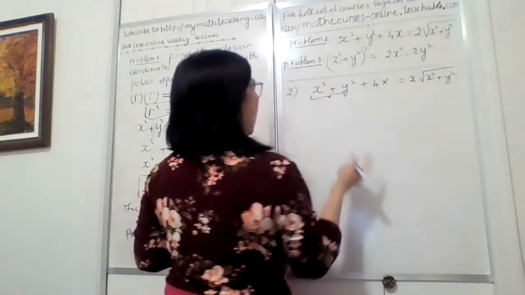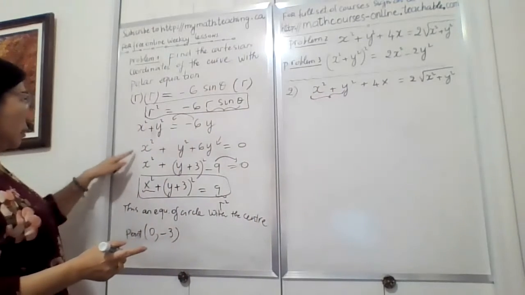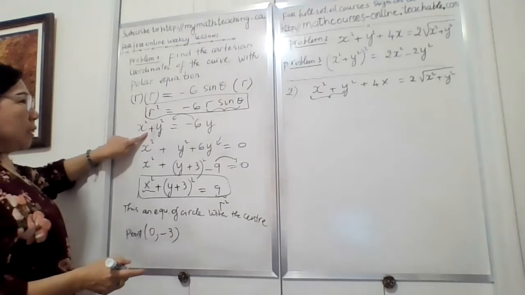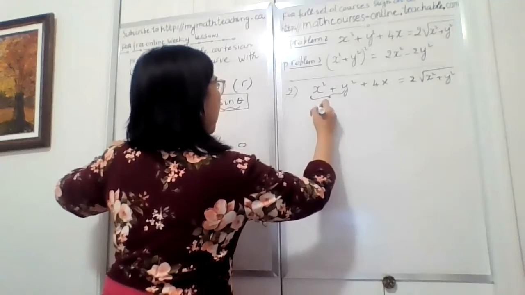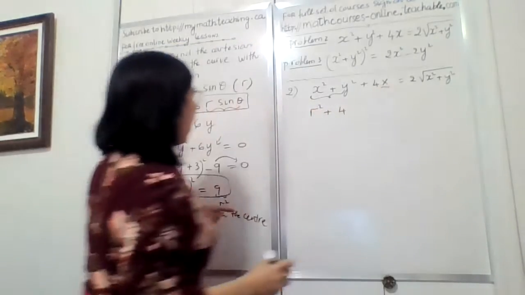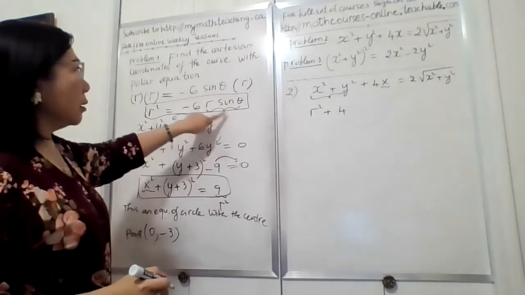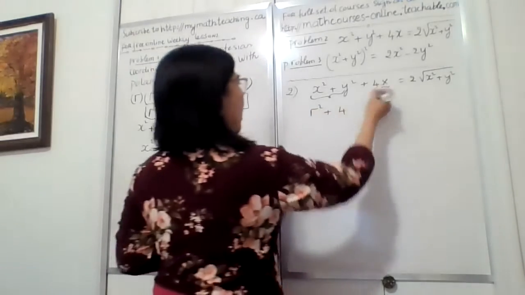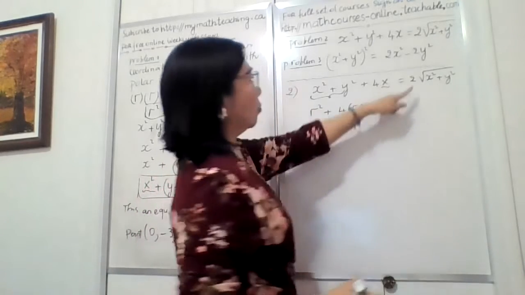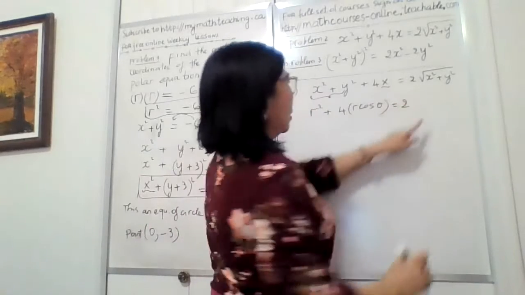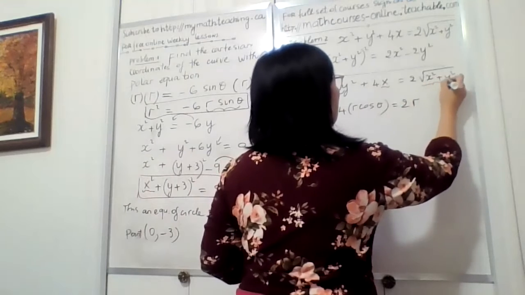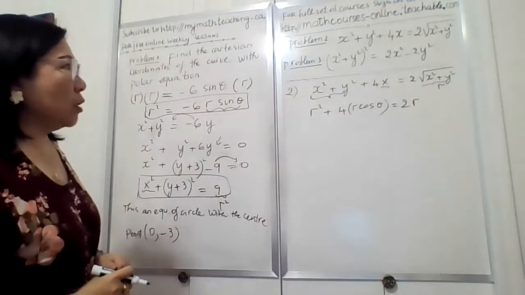Now, x squared plus y squared is already in the form of r squared, right? r squared equals x squared plus y squared. So I'm going to replace this by r squared, adding with 4. Now the x, we also know that x equals r cos theta. So I'm going to replace this by r cos theta, and this is going to be 2 here. Now this one is r, just r. r equals the square root of x squared plus y squared.